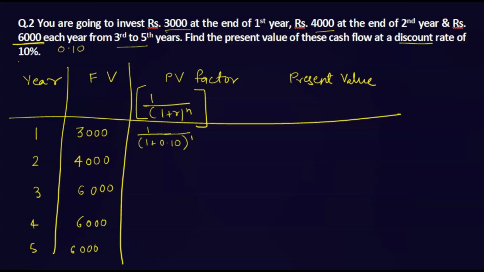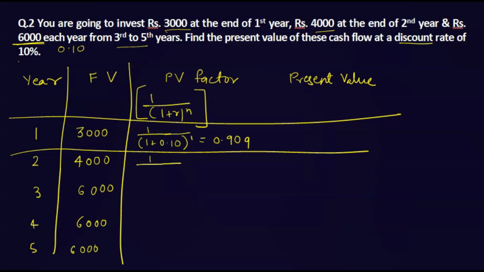Here, for the first year, we write 1. And when we solve this, we will get 0.0909. You can check. Then the second year, you can easily do it. Here there is less space, so you can do it properly in your notebook. So it will be 0.10, and this is the second year, so here we will write 2. Only this will change. Rest all things will remain the same. So here we will get 0.8264.